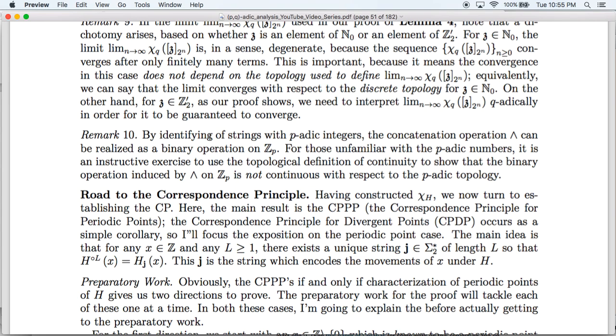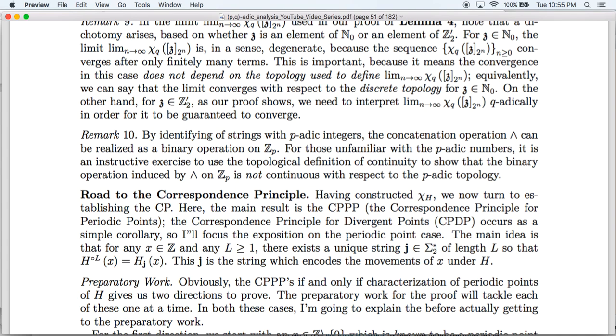Fine. So, road to the correspondence principle. Having constructed chi_H, also known as chi_q, again apologizing for the inconsistency, we now turn to establishing the correspondence principle. Here, the main result is the CPPP, the correspondence principle for periodic points. The CPDP, the correspondence principle for divergent points, will occur as a simple corollary of the CPPP, so I'll focus the exposition on the periodic point case.